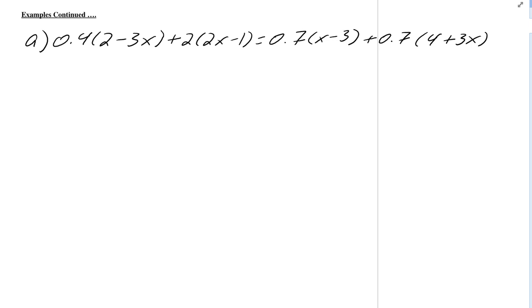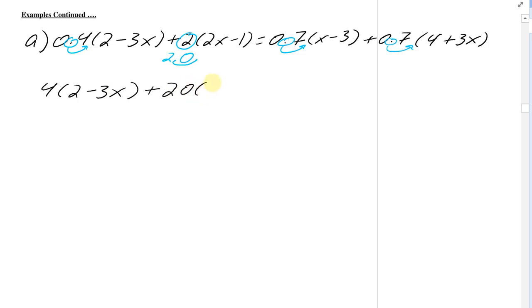Okay, so I have another one of these problems. This one's a little bit of a doozy. So if you want to give this a try, hit pause and then hit play when you're ready. So for this one, it's the same idea, right? I'm going to move all the decimals one spot. And remember, for this 2, technically this is a 2 with a decimal here, so this is going to turn into a 20. And then the rest of these decimals I will move as shown. So this is now going to turn into 4 times 2 minus 3x plus 20 times 2x minus 1 equals 7 times x minus 3 plus 7 times 4 plus 3x.